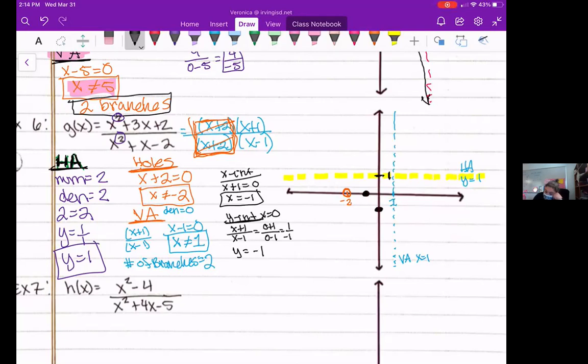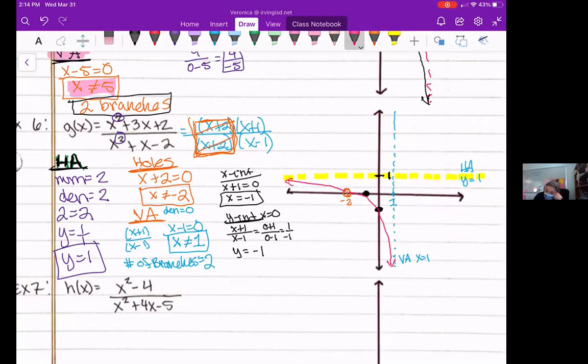So that can kind of tell you where one of your branches is going to be. So you're going to have a branch that's going to get really close to your horizontal asymptote. I did do this right? Yeah, I did. Okay. Sorry, hold on. Let me do that again. So it's going to go like that, and then like that.